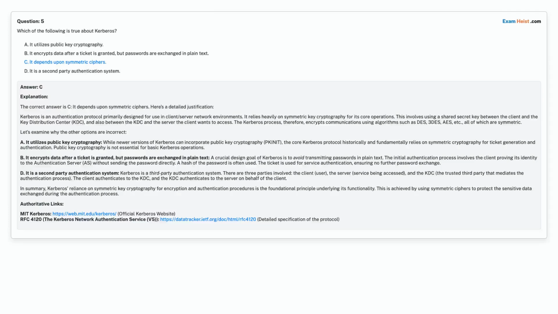Correct answer is Option C. It depends upon symmetric ciphers.